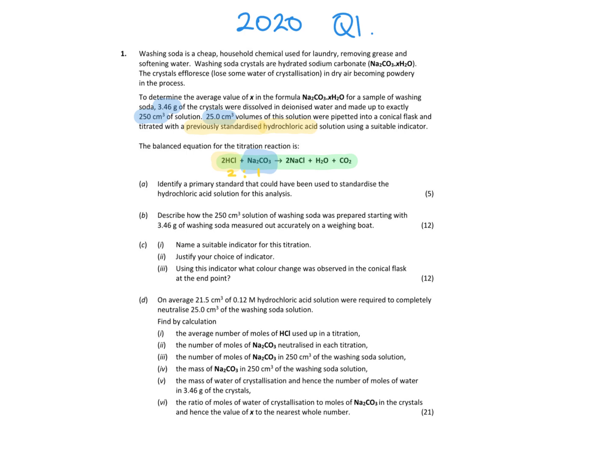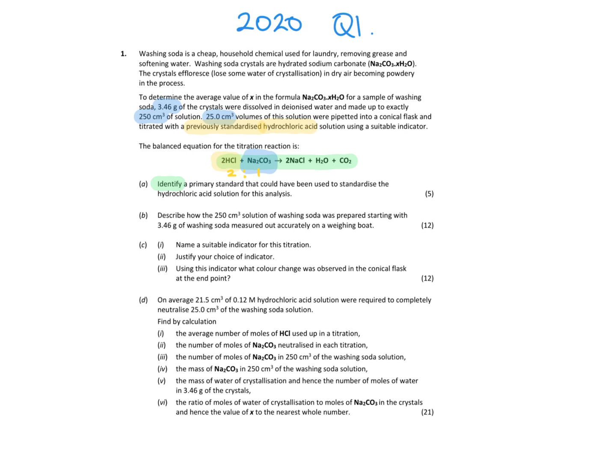So let's move into the actual parts of the question and what are they asking. If we look at part A, we can see our first action verb here is to identify. The question asks you to identify a primary standard that could have been used to standardize the hydrochloric acid for this analysis. So they're basically asking you, what primary standard could you use to figure out the concentration of the hydrochloric acid before undertaking this experiment?